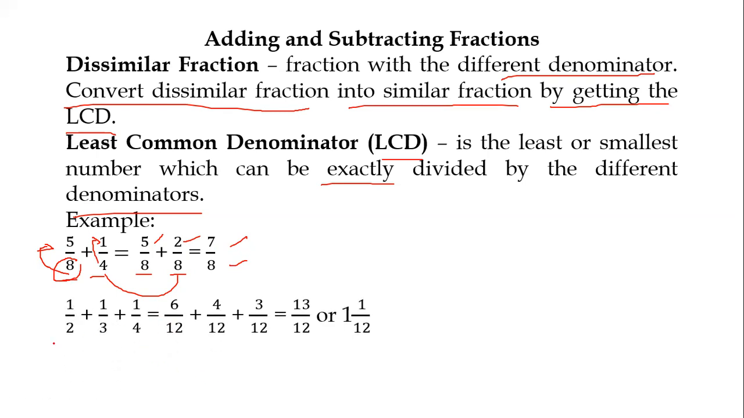Okay, another example. Ito yung given: 1/2 plus 1/3 plus 1/4. So, sabi ko kanina, tingnan natin muna yung highest denominator. So, the highest denominator here is 4. Pero, pwede kaya natin siyang gamitin? So, 4 divide 2, pwede. But 4 divide 3, hindi pwede kasi magkakaroon ng remainder.